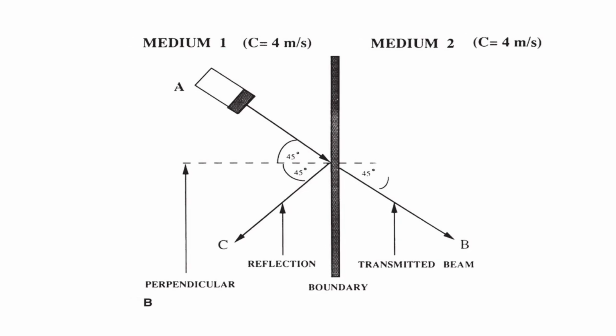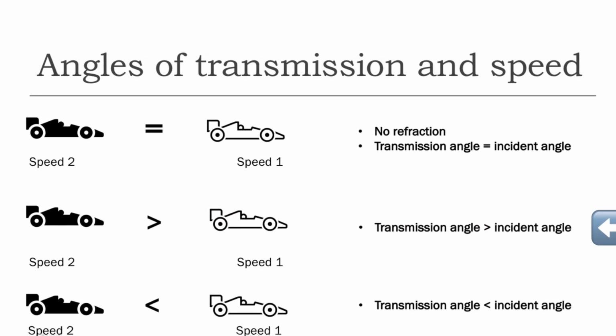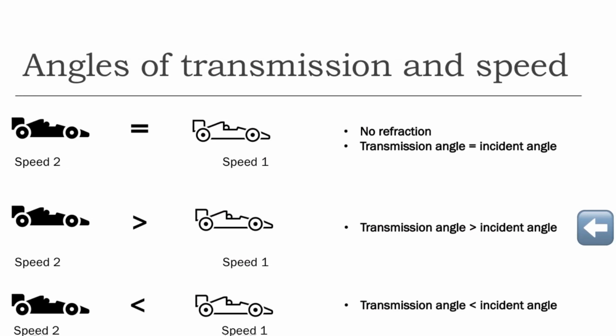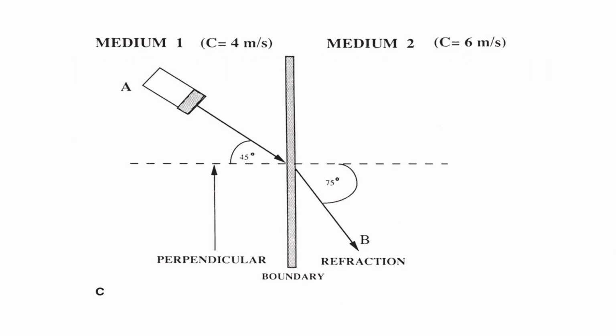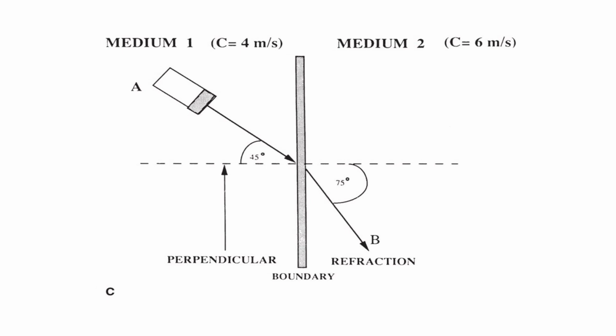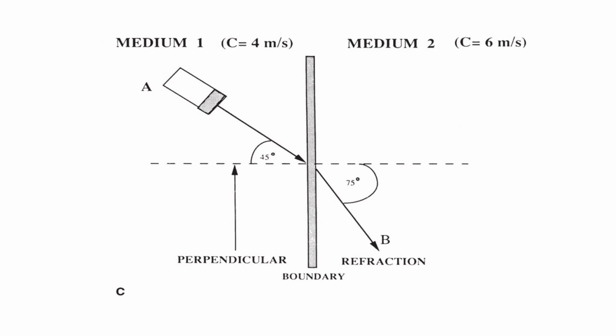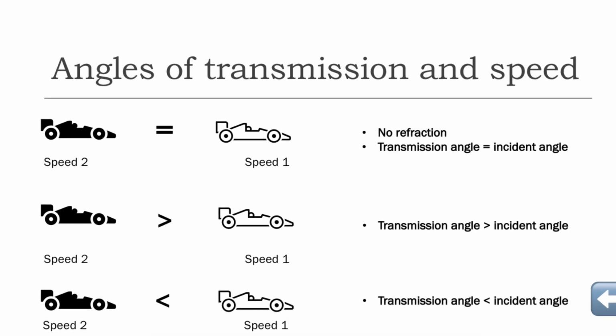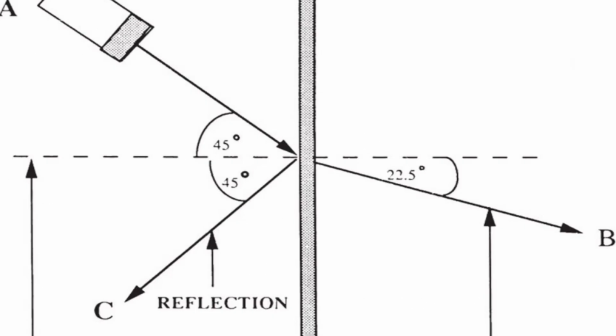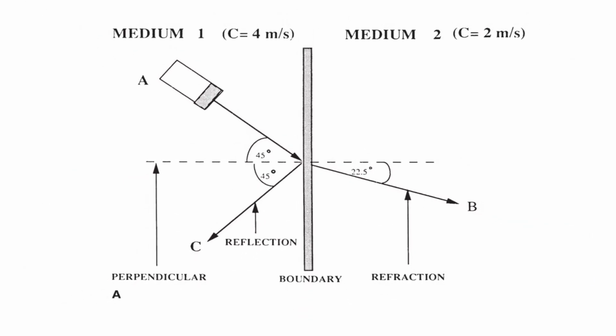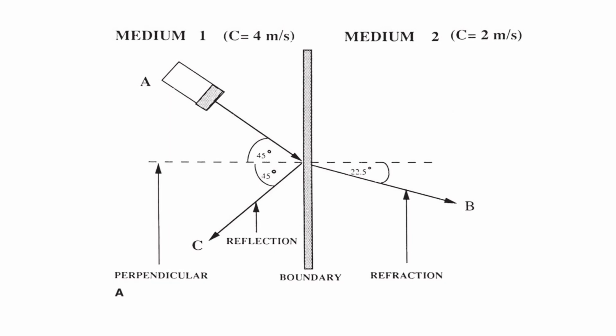The second condition tells us that if the speed of medium 2 is greater than the speed of medium 1, the transmission angle will be greater than the incident angle, and the last condition tells us that if the speed of medium 2 is less than the speed of medium 1, the transmission angle will be less than the incident angle.